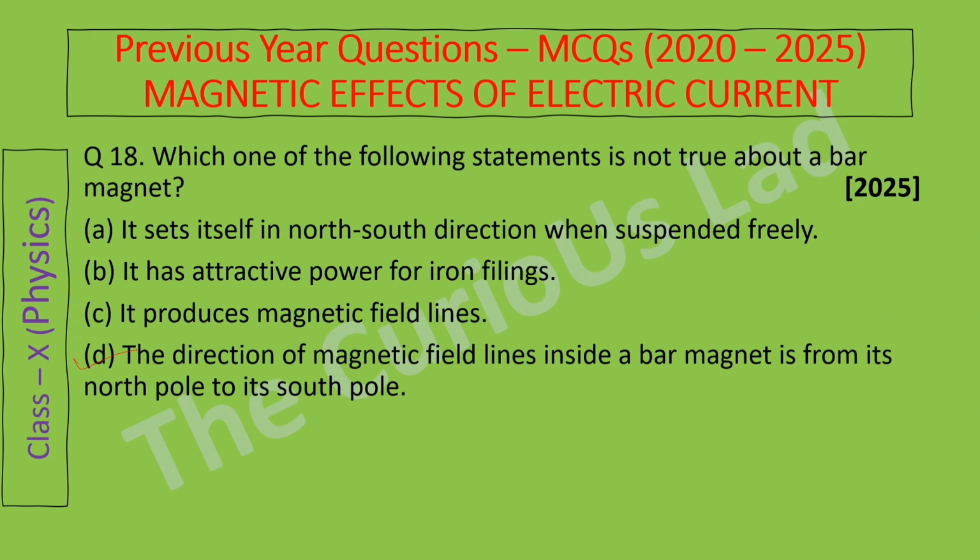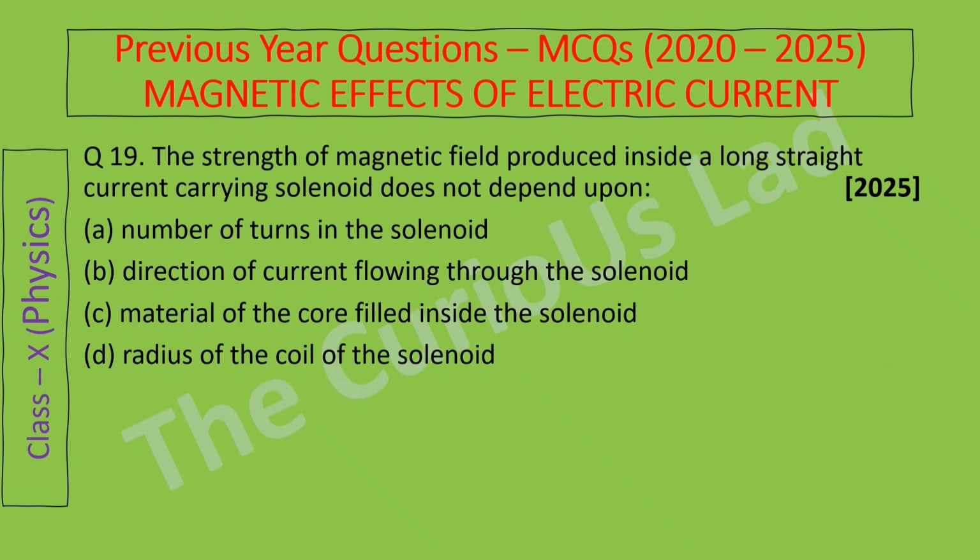Question number 19. The strength of magnetic field produced inside a long straight current carrying solenoid does not depend upon: option A, number of turns in the solenoid; option B, direction of current flowing through the solenoid; option C, material of the core filled inside the solenoid; or option D, radius of the coil of the solenoid. And the correct answer is option B, direction of current flowing through the solenoid.